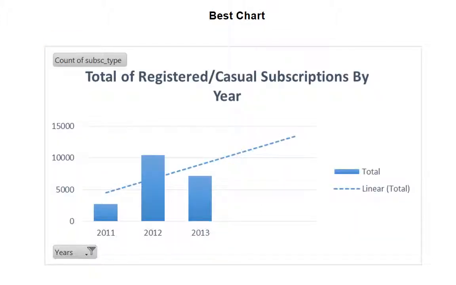This is the chart that me and my interviewee both agreed to be the best chart. As I said earlier, it's the best chart because it shows a future trend line of where the total of the registered and casual subscriptions will be heading, which basically is important for the company to know and use for planning purposes to see which one's doing better than the other and how that's affecting their company.